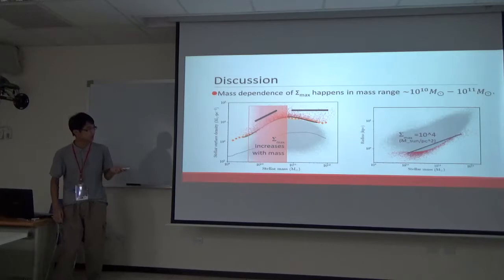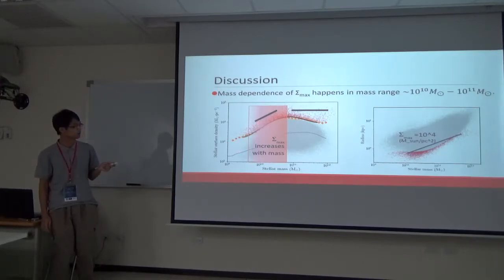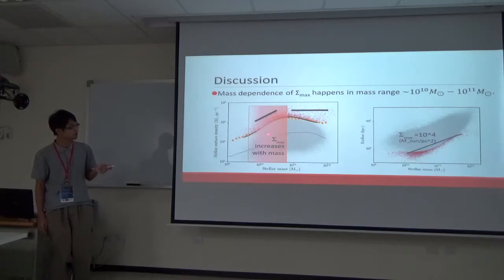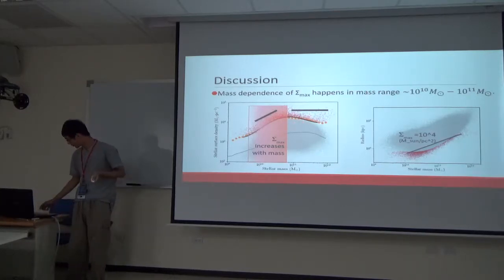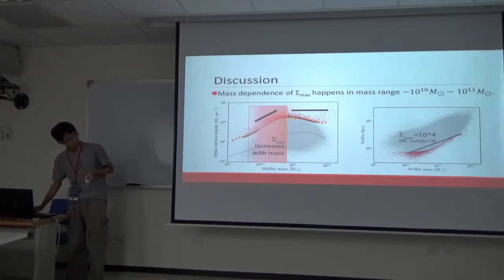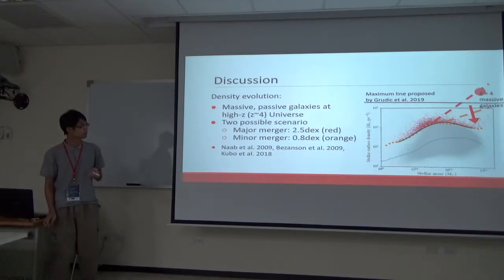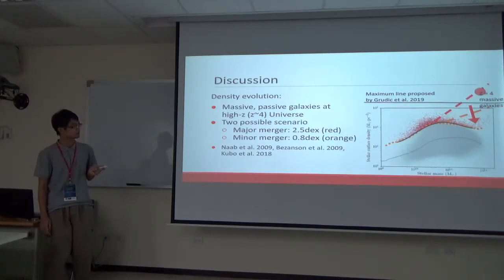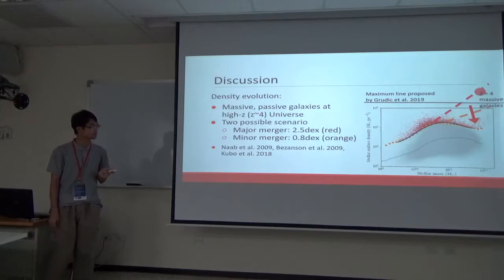And so this is our result, and you can see in this mass range the density measurement is decreased, but for mass above 10 to 11, this line becomes flattened or turned down. So we want to explain this. This may be a result of density evolution.